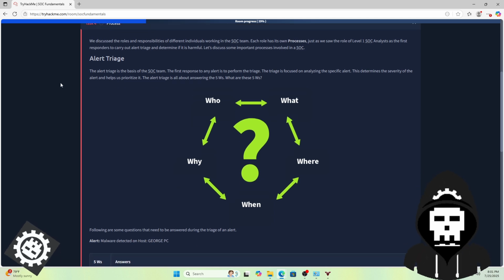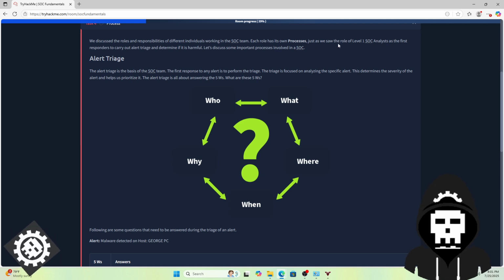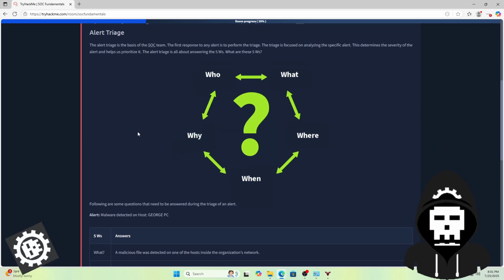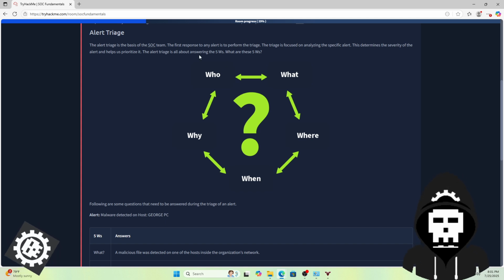Alright, so let's talk about SOC process. So we discussed the roles and responsibilities of different individuals. Each role has its own process. We just saw the role of level 1 SOC analysts as first responders. Let's discuss some important processes. So alert triage is number 1. It is the basis of the SOC team. First response to any alert is to perform the triage.